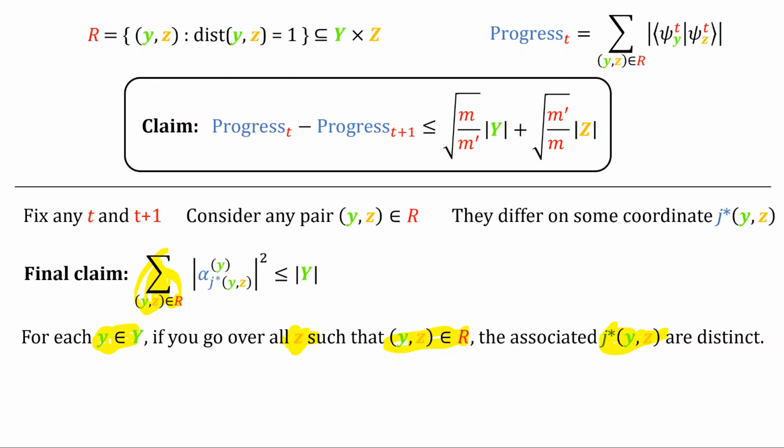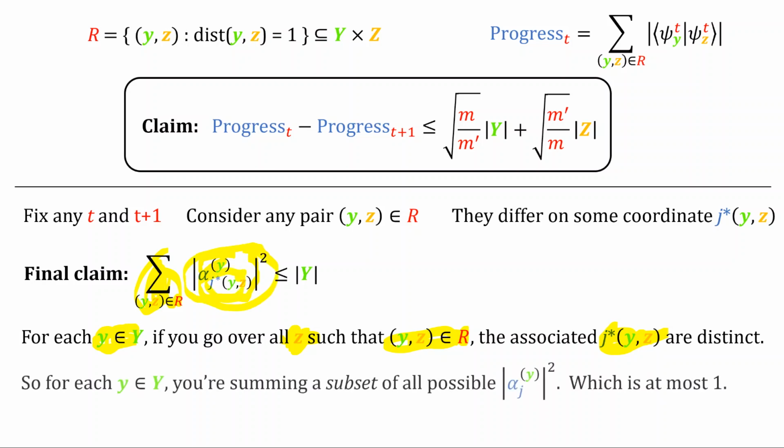And since these are different z's, you have different coordinates, j star of yz, where they differ. So you see, for a fixed y, you have some set of amplitudes, this alpha superscript y, and you're summing their squared magnitudes over some subset of coordinates. And you don't sum any coordinate twice, because again, for each y, the z's it matches up with in R differ on different coordinates. So for each y, you're summing a subset of all possible squared magnitudes of alpha superscript y, and that's just at most the sum of all of these squared magnitudes, which of course is at most 1.